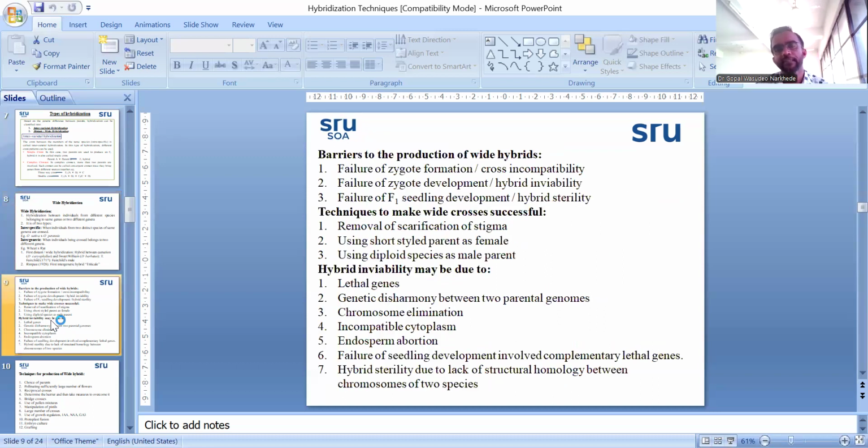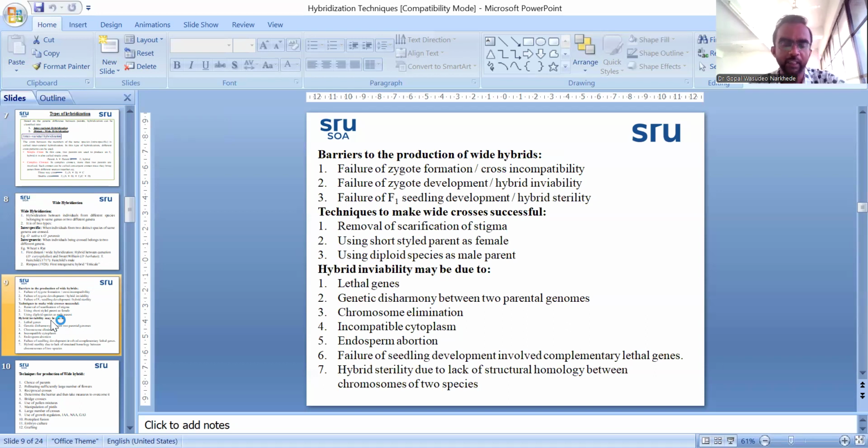So again, now we will see wide hybridization, that is crossing between plants belonging to the same species or different species, belonging to the same genus or two different genera. For the development of wide hybrids, there are some barriers. So what are those? First one is failure of zygote formation. Second one is failure of zygote development. Third one is failure of F1 seedling development.